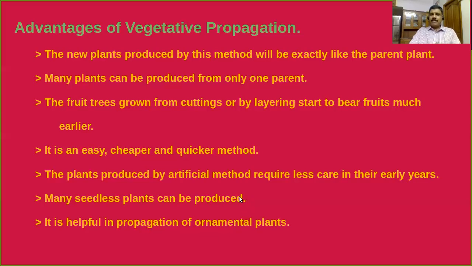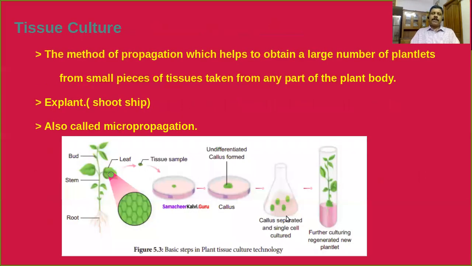I hope you might have seen different types of seedless plants. In case of seedless plants, we are not able to produce the young ones with the help of seeds. So in such types of plants, the only method of propagation is artificial vegetative propagation. It is helpful in propagation of ornamental plants. These are the advantages of vegetative propagation.